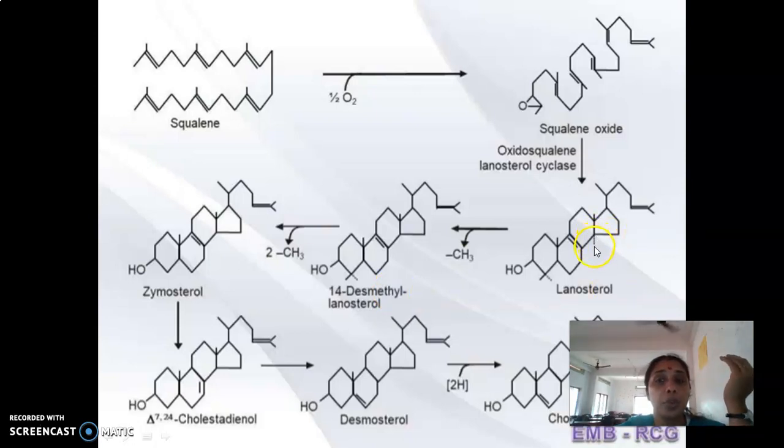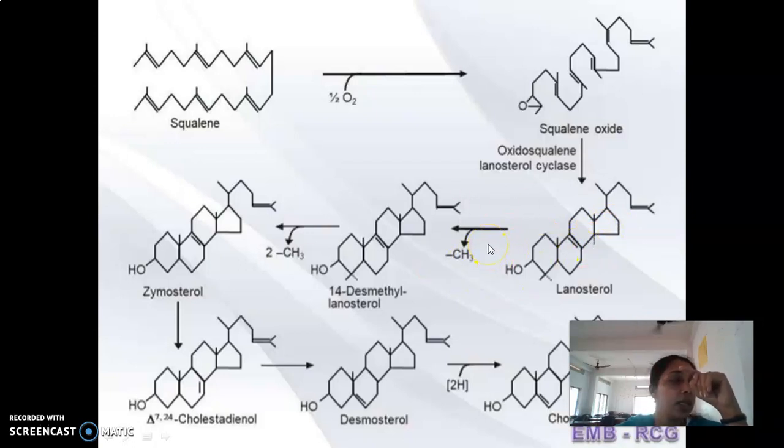So this is the 14th position. So we were having a methyl group, then there are two additional methyl groups here. So all these three methyl groups: on the fifth carbon there are two methyl groups, and on the 14th carbon there is another methyl group. So the first methyl group to be removed is from the 14th carbon atom. So it's a demethylase enzyme.